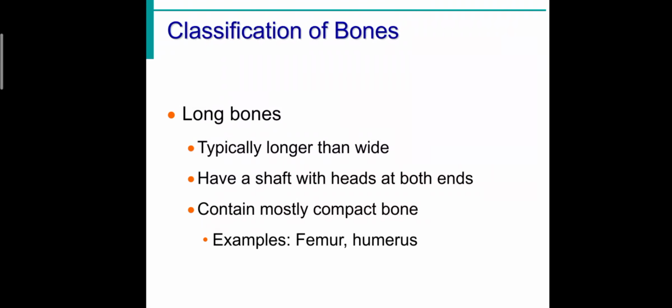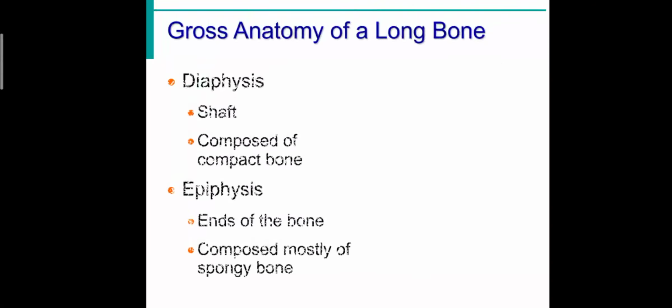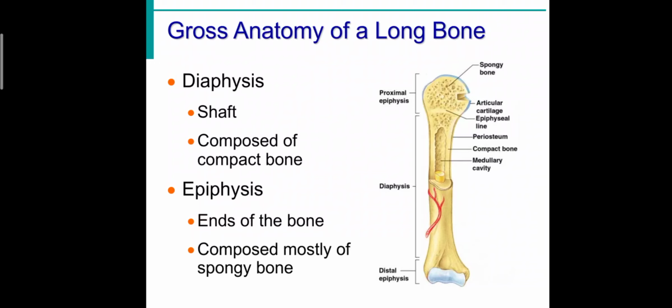Classification of bones: long bones, typically longer than wide, have a shaft with heads at both ends, contain mostly compact bone, example femur, humerus, etc. Gross anatomy of a long bone: diaphysis, shaft composed of compact bone; epiphysis, ends of the bone, composed mostly of spongy bone.